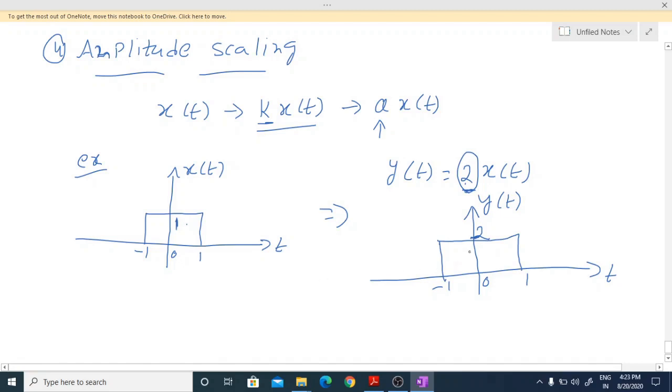And also we can reduce the amplitude of the signal by varying the a value. So by varying this a value, we can reduce the amplitude.